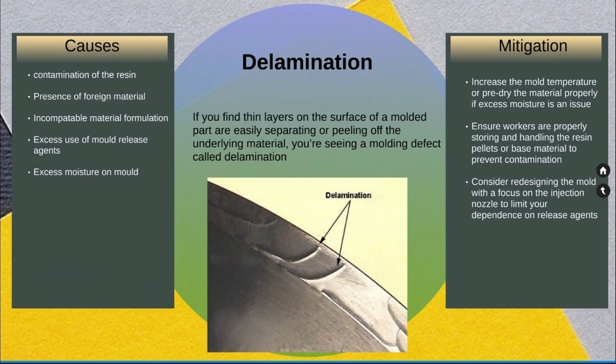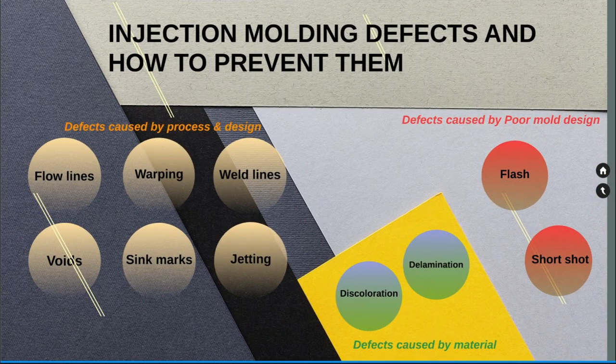So what are the mitigations? Increase the mold temperature or pre-dry the material properly if excess moisture is an issue. Ensure the workers are properly storing and handling the resin pellets or base material to prevent contamination. And the last one is consider redesigning the mold with the focus on the injection nozzle to limit your dependence on release agents.